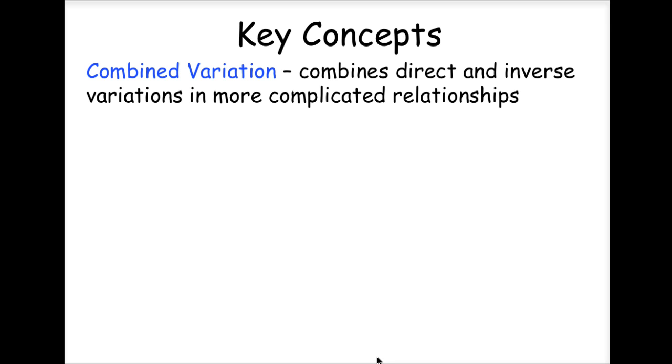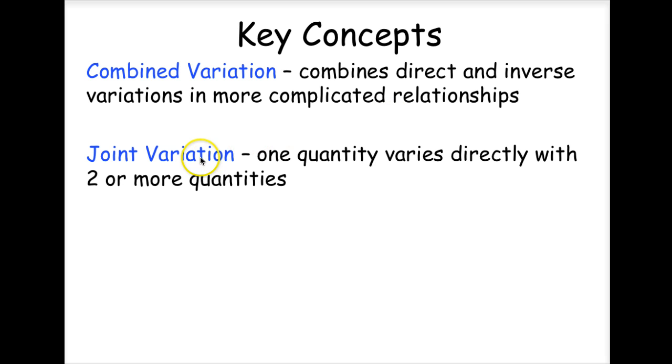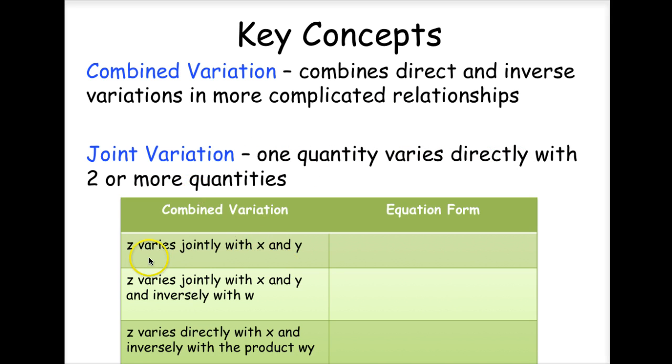There are combined variations, which combine direct and inverse variations in more complicated relationships. And there's joint variation, when one quantity varies directly with 2 or more quantities. Z varies jointly with x and y, so z is equal to k times x times y.